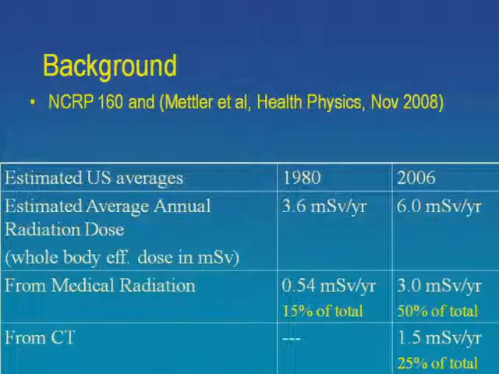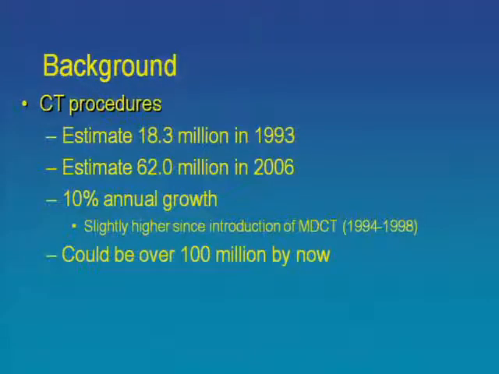So we know what some of the background for and motivation for this is, that CT has now become a very significant component of the medical radiation exposure to the population in the U.S., and I'm sure other places as well. It's now 50% of the medical exposure, 25% of the total annual exposure to our population. Estimated procedures have grown somewhere in the neighborhood of 10% per year for a very long sustained period. Something like 18 million procedures in 1993. About 62 million were estimated in 2006, and some people have estimated that we're probably over 100 million per year right now.